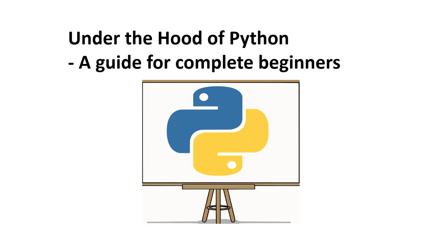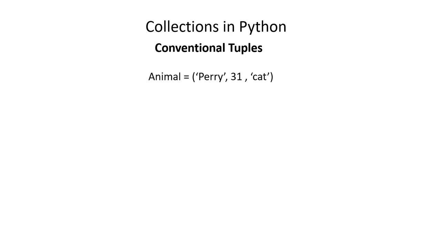In this session, I am going to take you through another very interesting and useful collection in Python. This time it is going to be a variation of our conventional tuples. So by the way, what is a conventional tuple? Let's say we have a simple tuple which is comprising of three different values. One being, let's say, the name, the second being the age, and third being the category of animal.